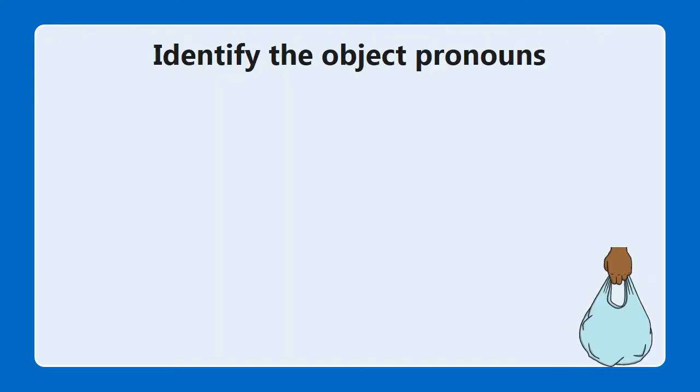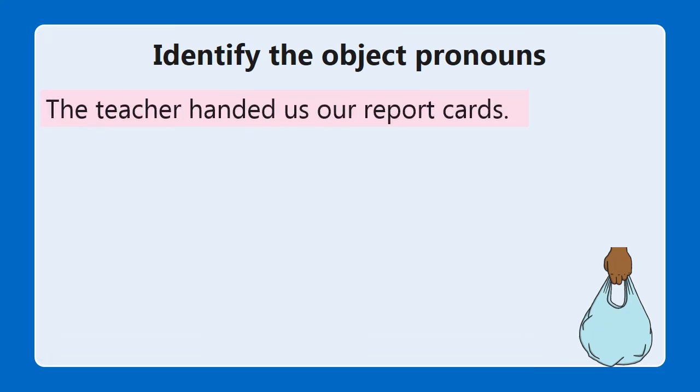Now, let's identify the object pronouns. The first sentence, the teacher handed us our report card. Now, can we find a verb in that sentence? That's right, the verb is handed. That's an action verb. What is the object pronoun in that sentence? That's right, it is the word us.